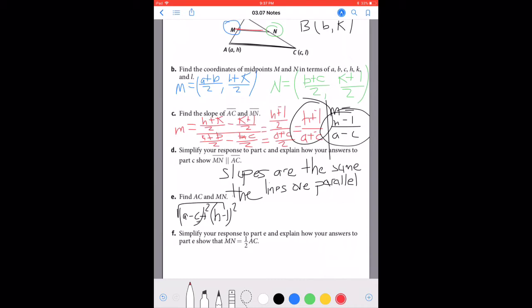So our distances are going to be pretty similar. But we do have this 1/2 part in mn, so we do get this.